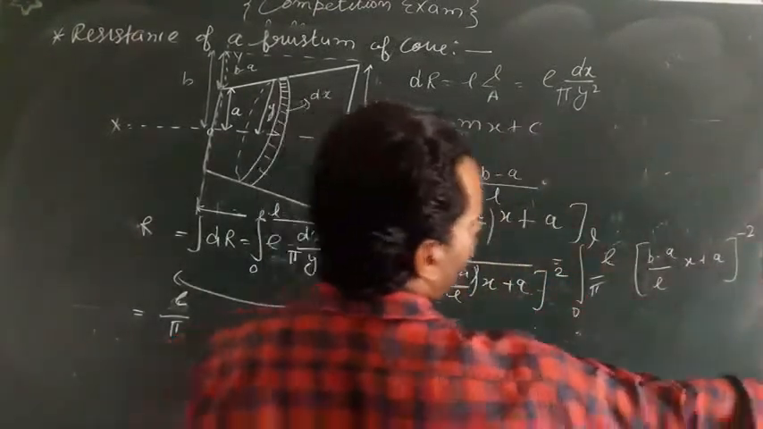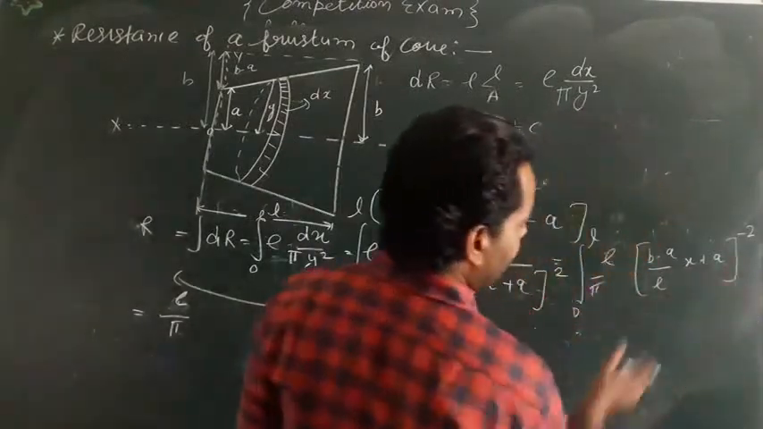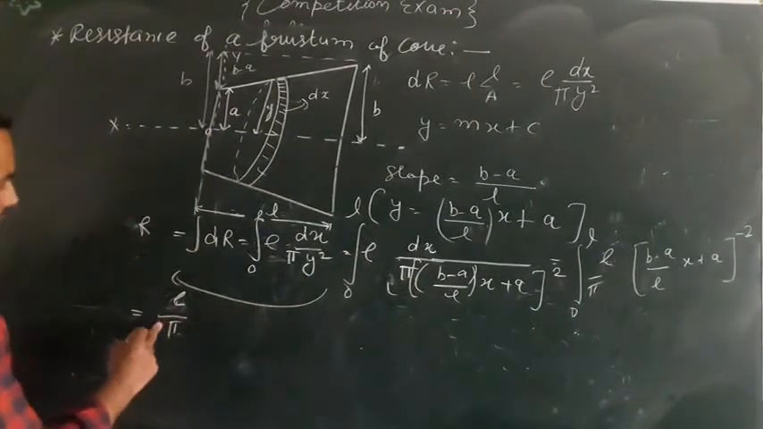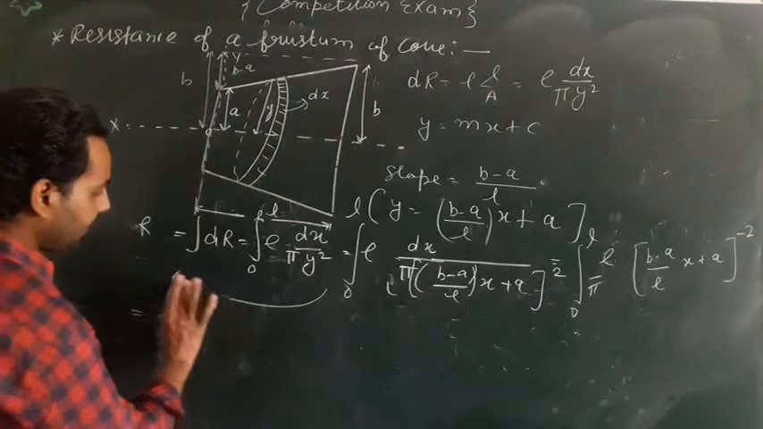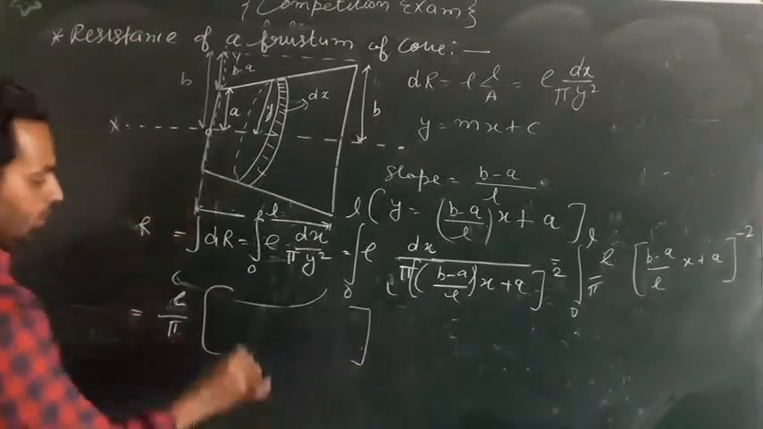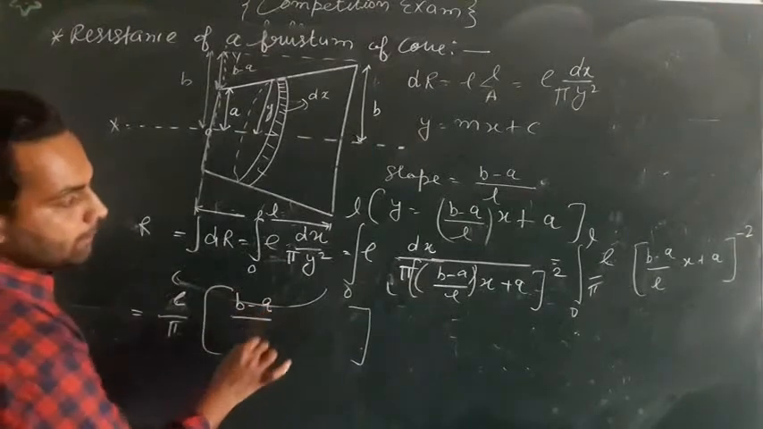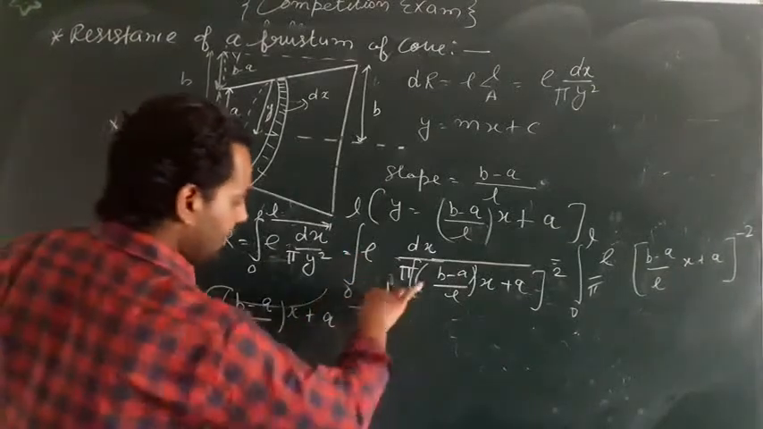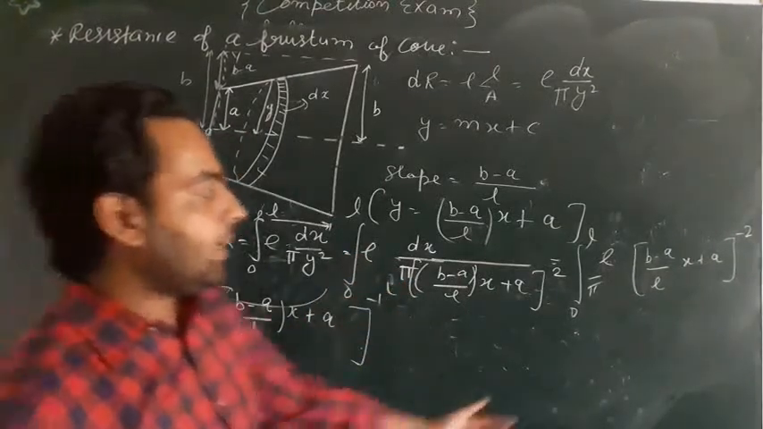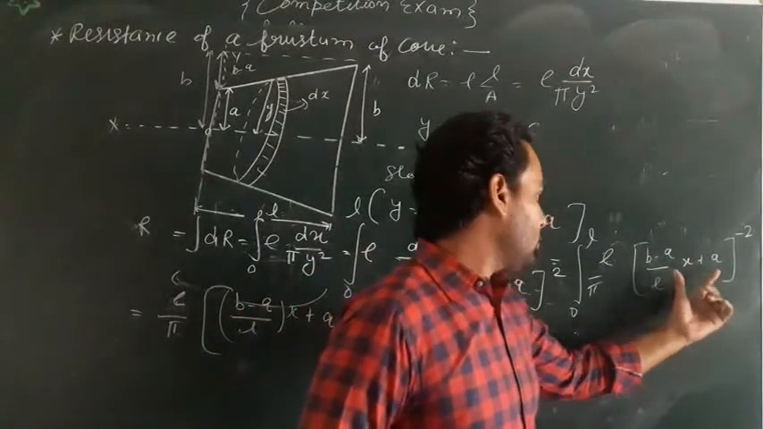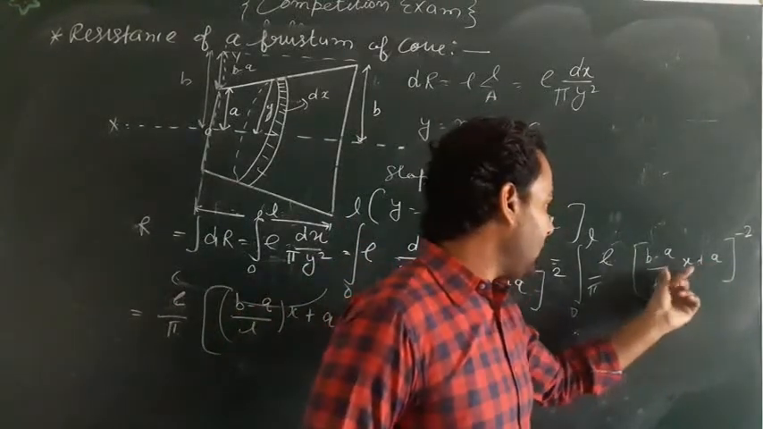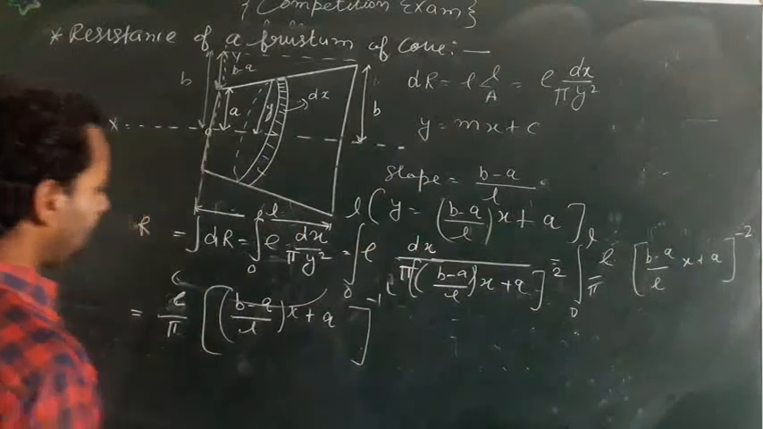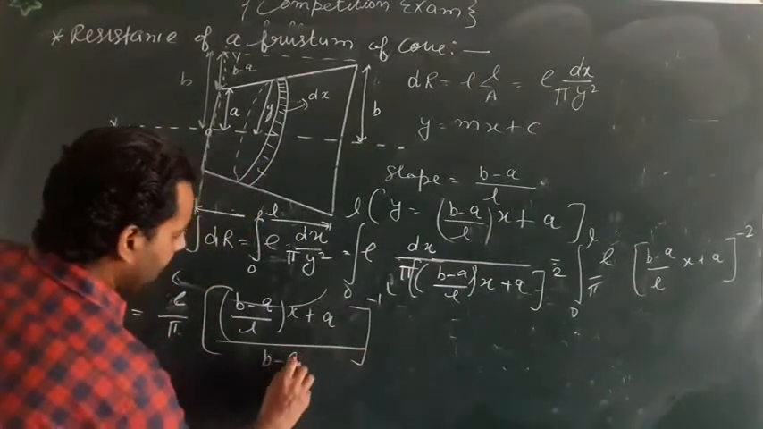We know that in integration there is minus 2 plus 1 divided by minus 2 plus 1, and then the derivative of this term, 0 to L. So what is the integration of that? This whole quantity came outside, and its integration is b minus a divided by L into x plus a raised to power minus 1. Clear? Now the derivative of that term: this is a constant, so its derivative is 0, and the derivative of x with respect to x is 1, so the term became b minus a divided by L. So divided by b minus a divided by L.